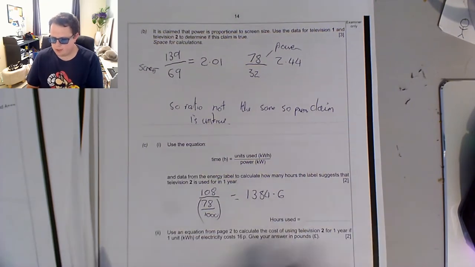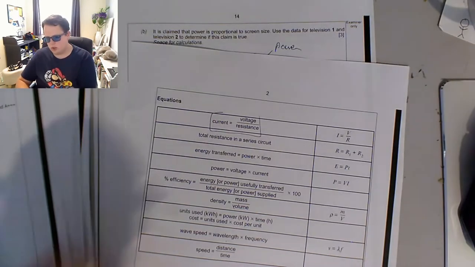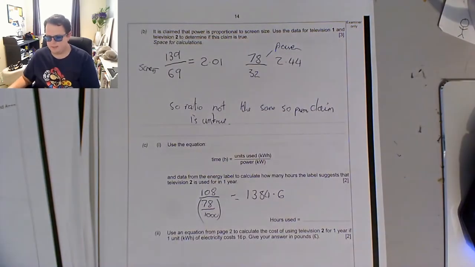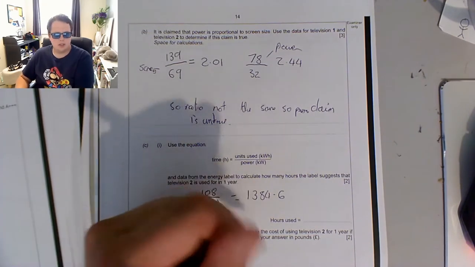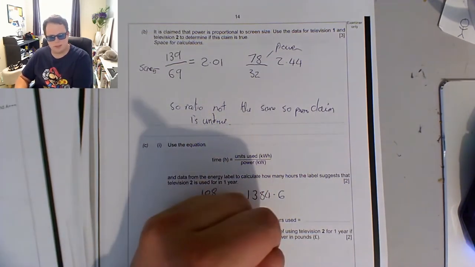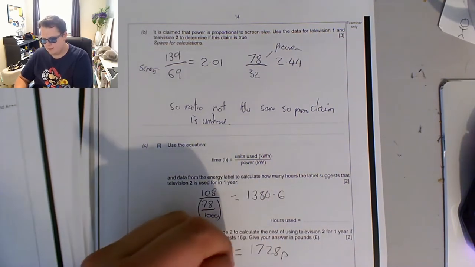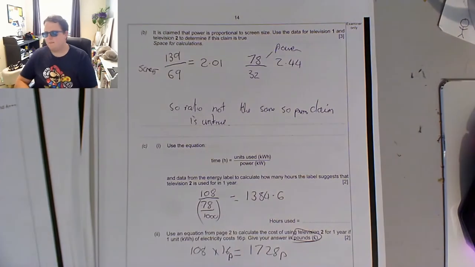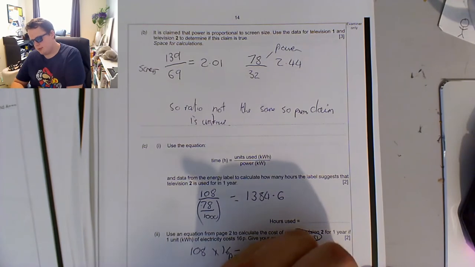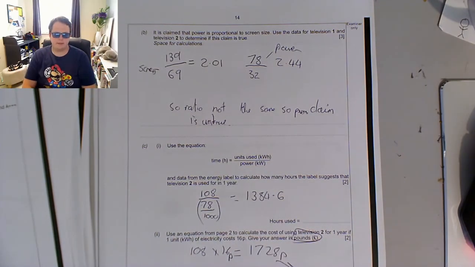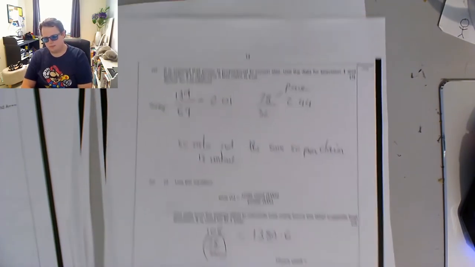Use the equation from page 2 to calculate the cost of it for 1 year if 1 unit costs 16 pence. So we want cost, so it's units used times cost per unit. So the units used is 108 times by 16, which gives us an answer of 1728 pence. This is in pence, but our question wants it in pounds. So to put that into pounds, we divide by 100, £17.28. So take care. They like doing this, converting from pounds to pence to trick you.